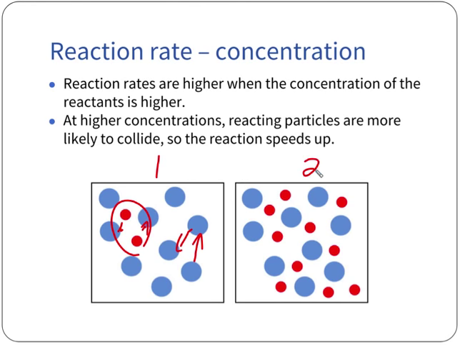In example number 2, there are a lot more reds. There's a higher concentration of red particles, and since there's a higher concentration, they are more likely to hit. And so at higher concentrations, reacting particles are more likely to collide, so reactions speed up. So higher concentrations, higher reaction rates. Lower concentrations, lower reaction rates, because they have to collide, and if they're at higher concentrations, they're more likely to collide.